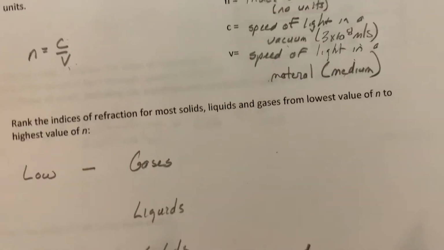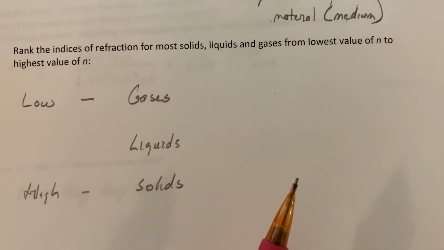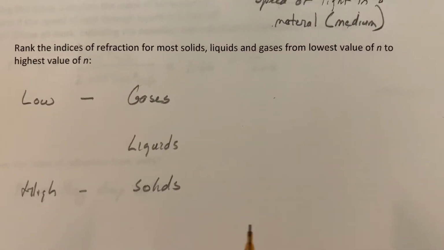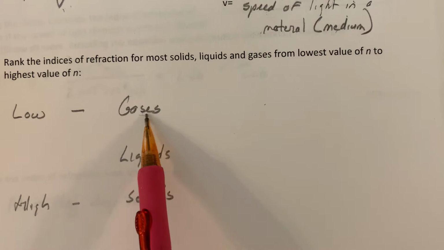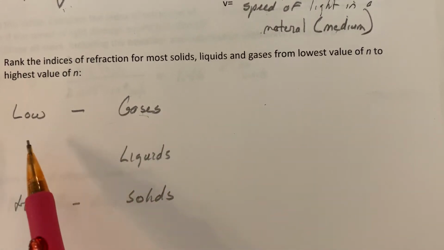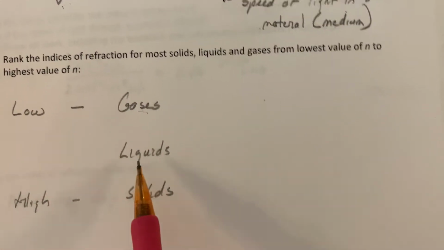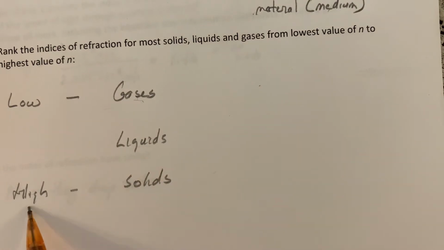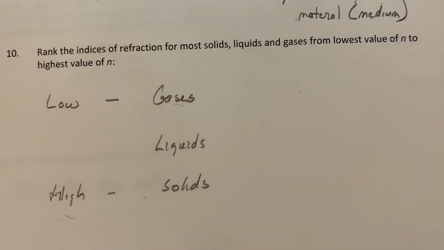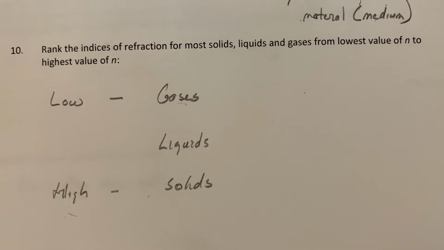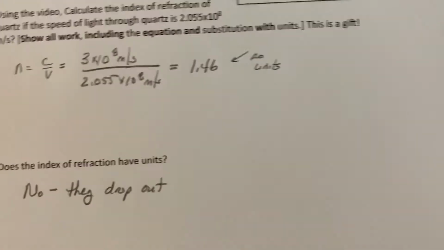Now, you were asked to rank the indices of refraction for most solids, liquids, and gases from lowest N to highest N. Low is going to be gases, which means it's going to be the fastest in the gases. Remember, a low N means a high speed. In the middle are liquids, and at the top, at high indices, are solids. The atoms are packed more tightly together in a solid, and they tend to interact with the photons a lot more and tend to slow things down quite a bit more.